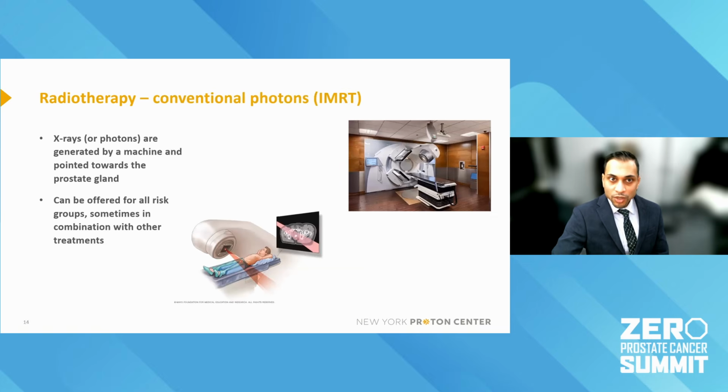Okay. So conventional photons, or IMRT, this is again what's pretty ubiquitous across the country. You can find this and access this in many different clinics. You're emitting X-rays or photons, these are the same thing, generated by a machine. This is what we call a gantry, and it's pointed towards the prostate gland. So again, this is external beam radiation. This is offered for all risk groups, sometimes in combination with other treatments, as we mentioned.